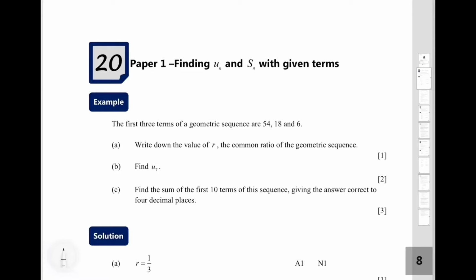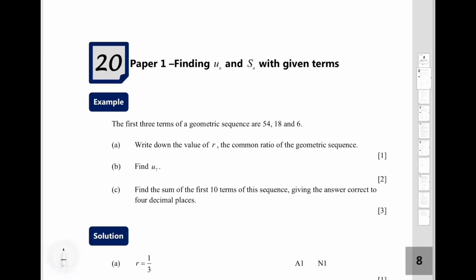Okay, so for this example, we are going to find the general term and also the sum of the first n terms of a geometric sequence. So let's try to look at the given information. That is, we are given the first three terms of a geometric sequence, 54, 18, and 6.